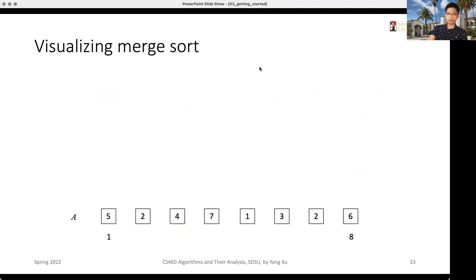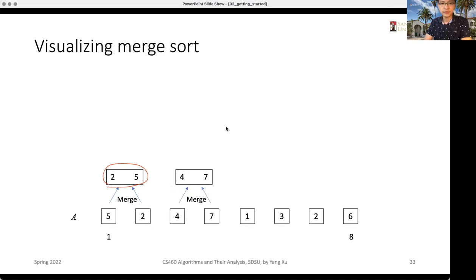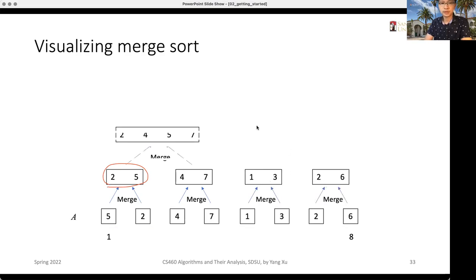Oh, yes, it's right here. So the first merge procedure will be executed on the first sub-array, right? From 5 to 2, from these 2 elements. And the merge result will return a sorted sub-array from 2 and 5. The second merge will be 4 and 7, right? The third merge will be 1 to 3, and then 2 to 6. And the next layer would be the merge between these 2. And the result will be 2, 4, 5, 7. And it's a sorted order.